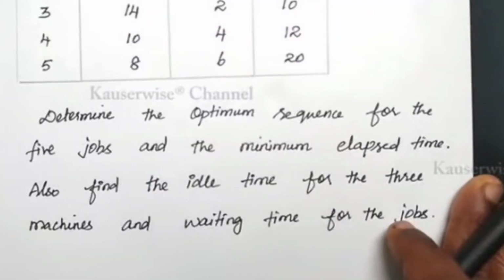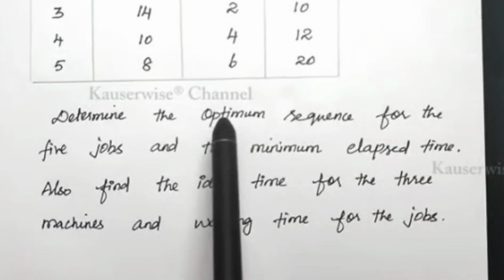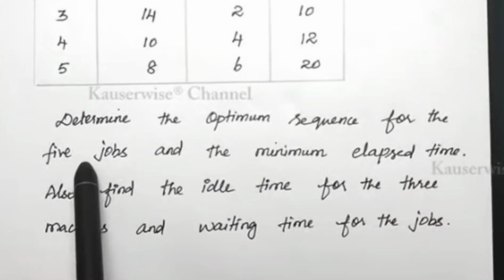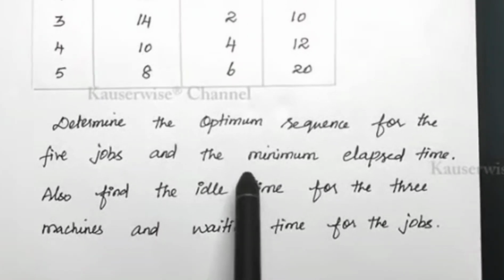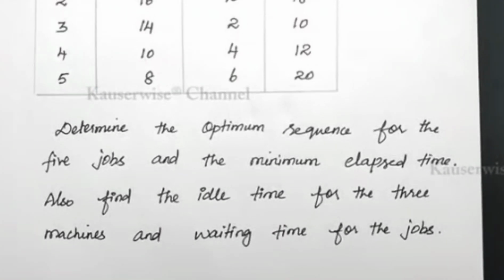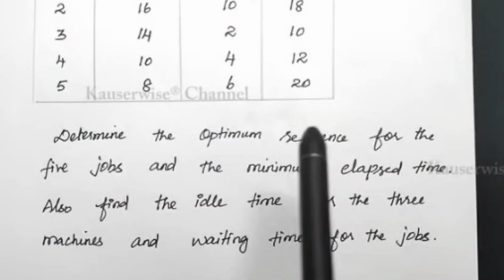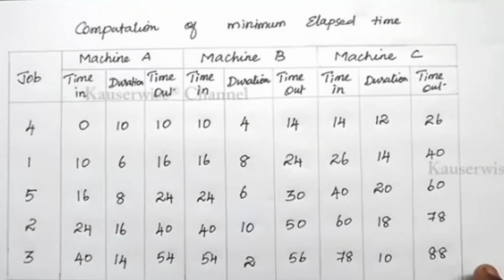Now look at the problem. So far we have done two things. Okay, number one is we found optimum sequence for the 5 jobs. Okay, and the next one is we found in time and out time for 3 different machines. Okay, in order to find out the total minimum elapsed time. See the solution table.